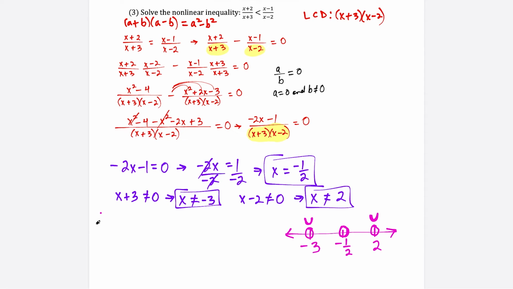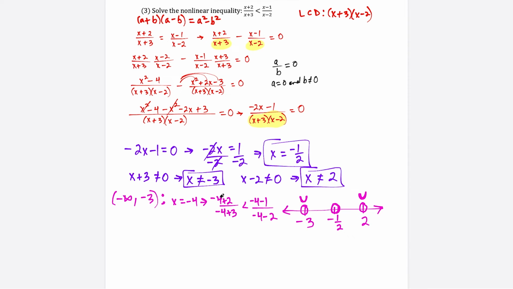So now let's investigate. I'm going to plug in something on the interval from negative infinity to negative 3. So let's say we plug in x equals negative 4. If we plug in x equals negative 4 into the original inequality, we're going to have (negative 4 plus 2) divided by (negative 4 plus 3) is less than (negative 4 minus 1) over (negative 4 minus 2). So now we simplify this. This is going to give us negative 2 over negative 1 is less than negative 5 divided by negative 6. So here we have a negative over a negative goes positive. So we have 2 is less than 5 over 6.